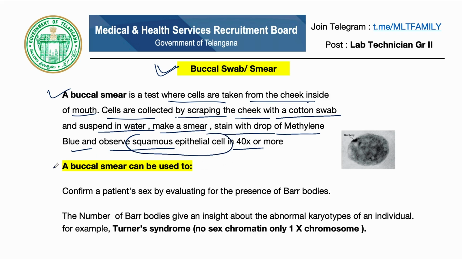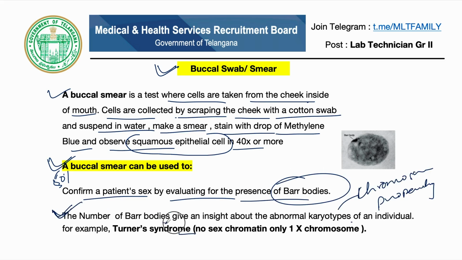So, what is the use of a buccal smear? In 50% of cases, it confirms the patient's sex by evaluating for the presence of Barr bodies. I will tell you what a Barr body is. The number of Barr bodies gives an insight into the abnormal karyotype of the individual. What is karyotype? Karyotype is the chromosomal property or arrangement. Basically, we are studying chromosomes. So I will briefly tell you about Barr bodies.